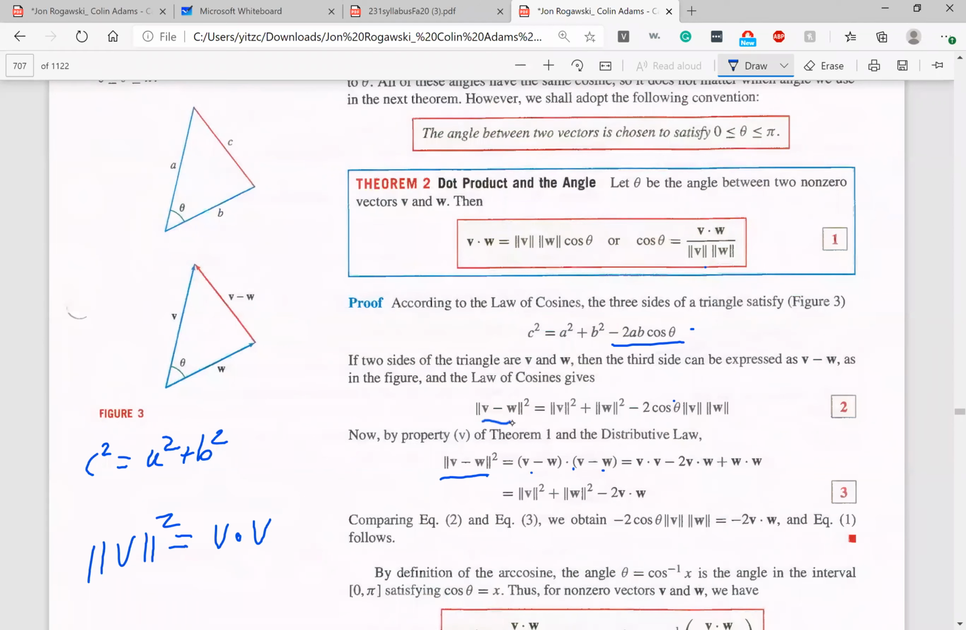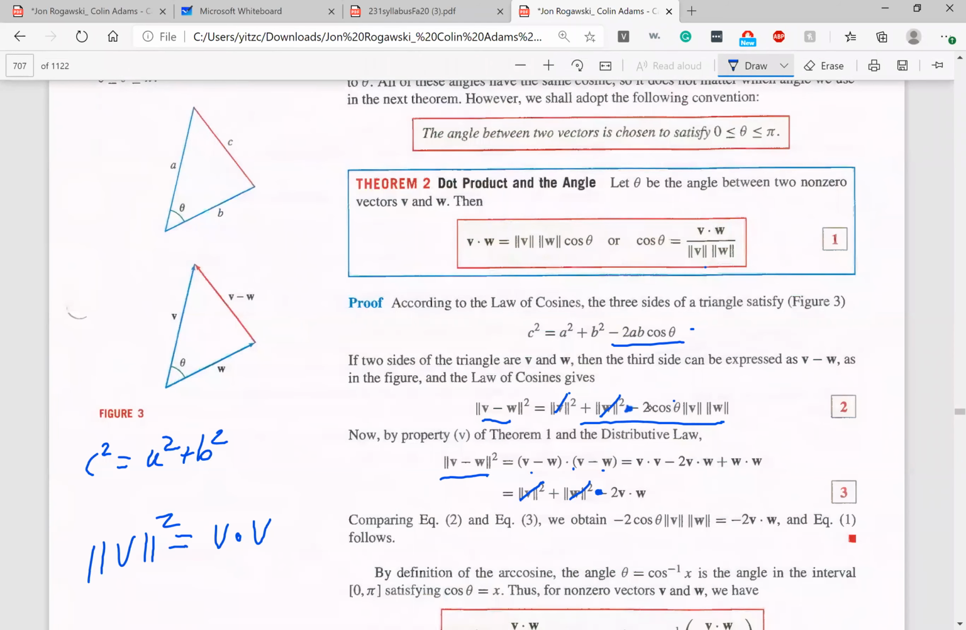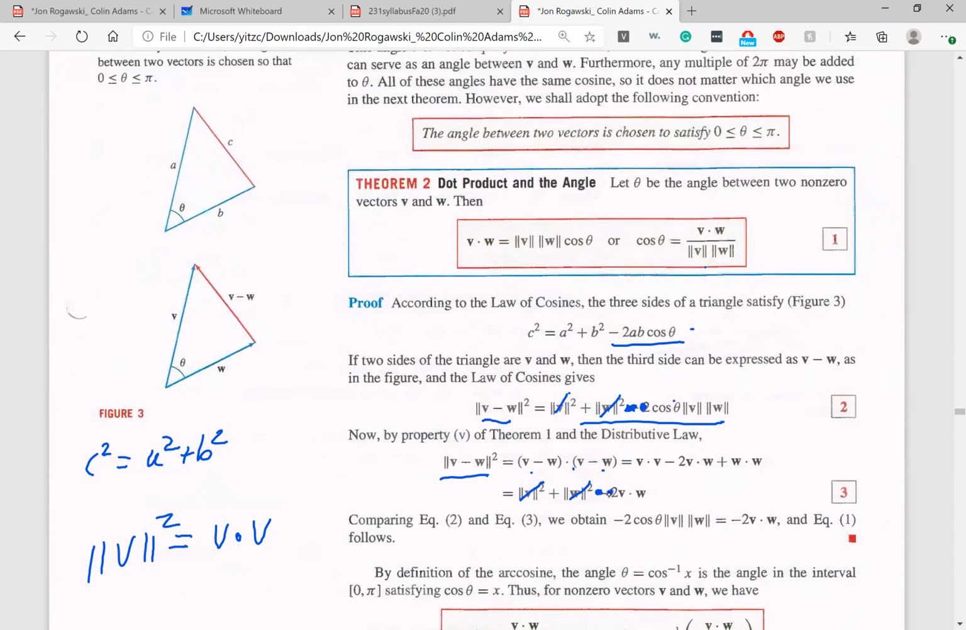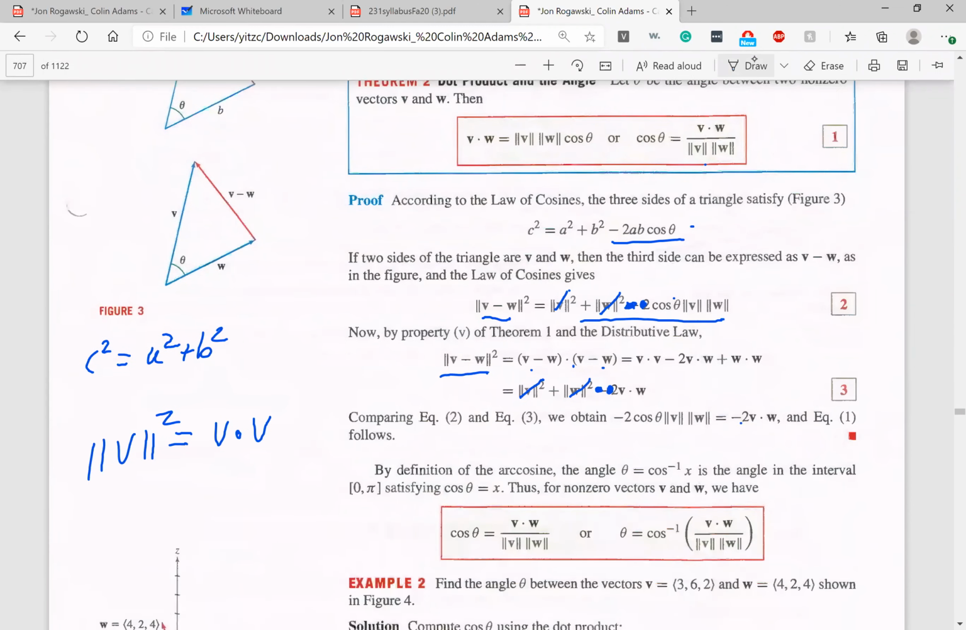But we know that this is equal to this side. So the V squared and the V squared can cancel. The W squared and the W squared can cancel. The negative and the negative can cancel. The 2 can cancel. And we are left with our equation that V dotted with W is equal to cosine of theta times the magnitude of V times the magnitude of W. Any questions about this? Is it clear?